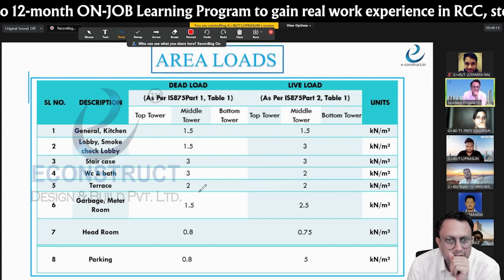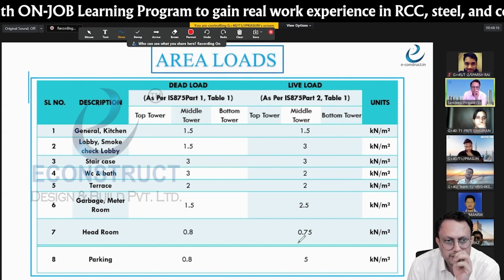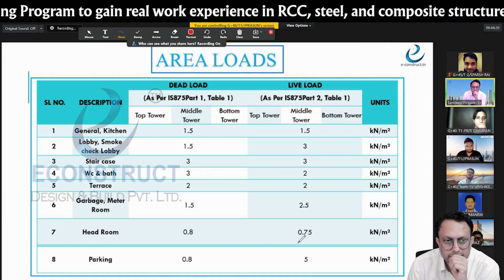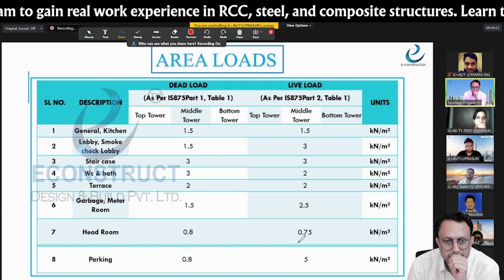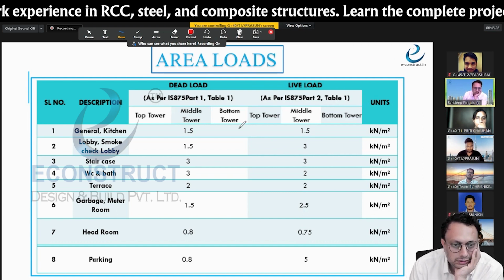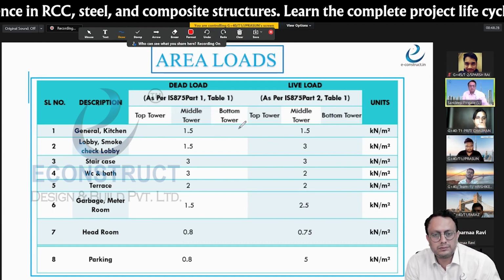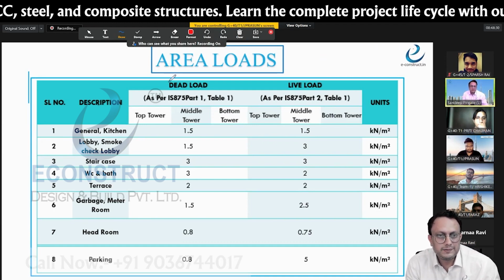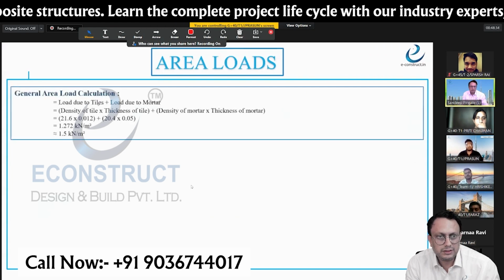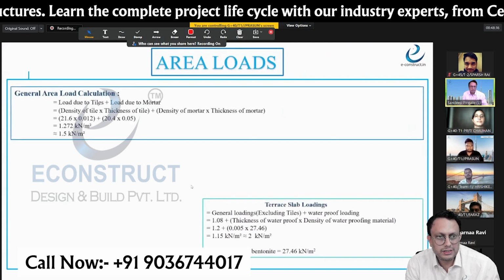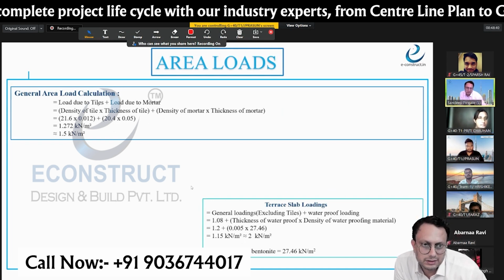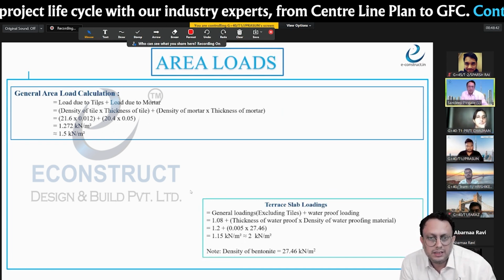Okay, so this is the middle tower. These are the loads that you have considered. Okay. Good. Parking you're taking 5, huh? Okay. This is the area load calculation. Okay. Terrace flooring.